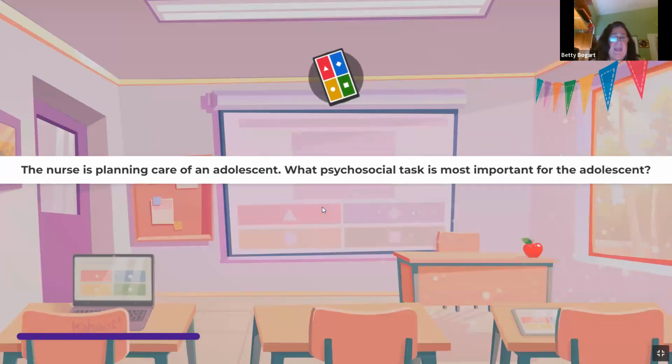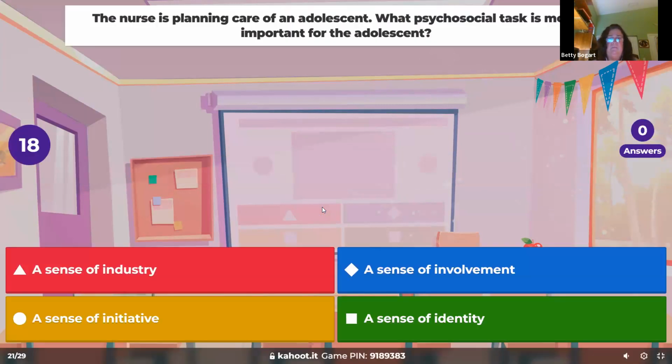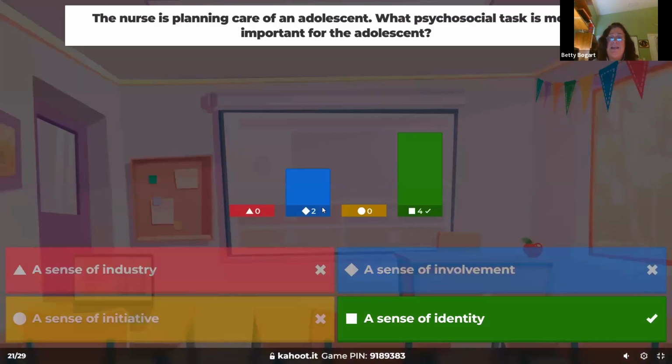The nurse is planning care of an adolescent. What psychosocial task is most important for that adolescent? Psychosocial, Erikson, Erikson and adolescent. What did I tell you adolescents are all about? All about their identity, okay? We know industry is school age and initiative is your preschooler.